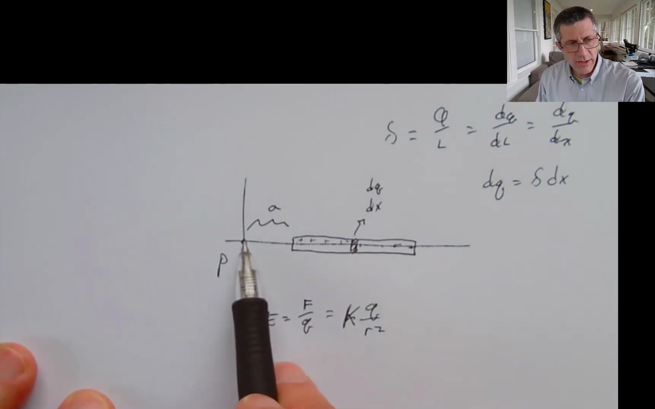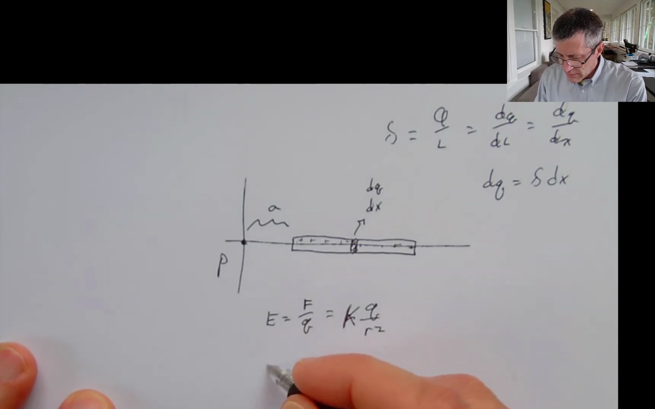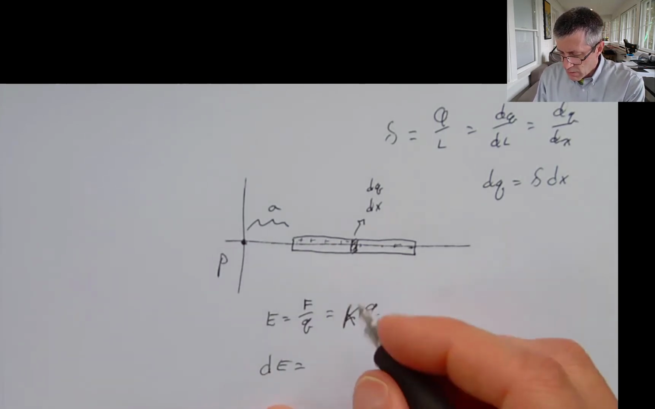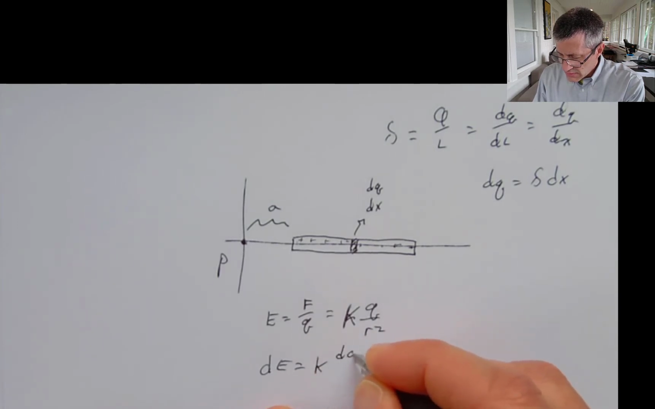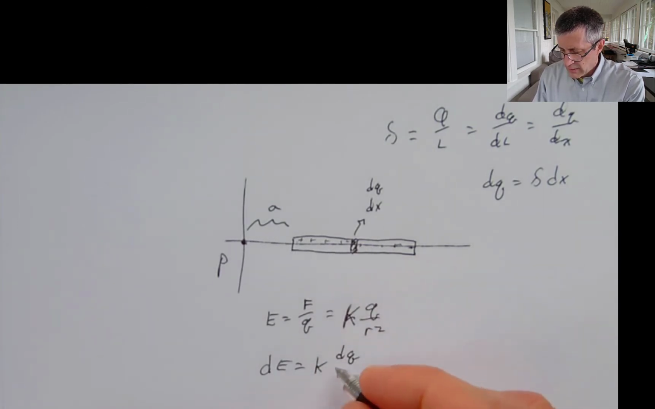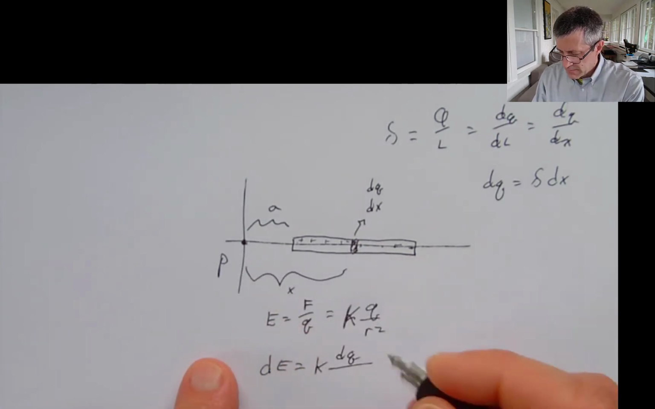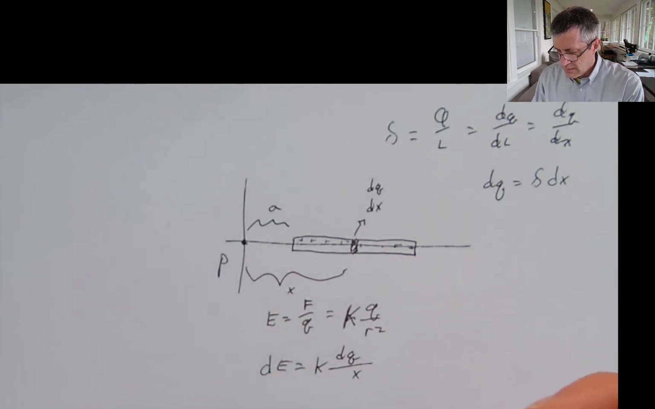So I could get some small amount of my electric field. My small amount of electric field, dE, is going to come from that small amount of charge, dQ, divided by that distance here. I'm going to say that distance here is going to be x squared. So now what I want to do is turn this into something I can integrate and add up all those small pieces.